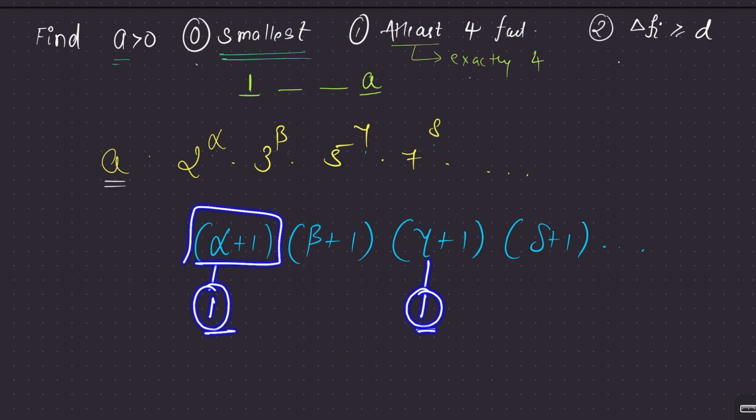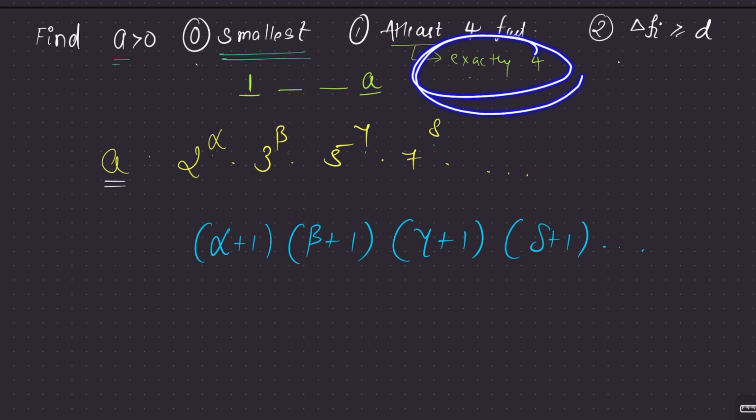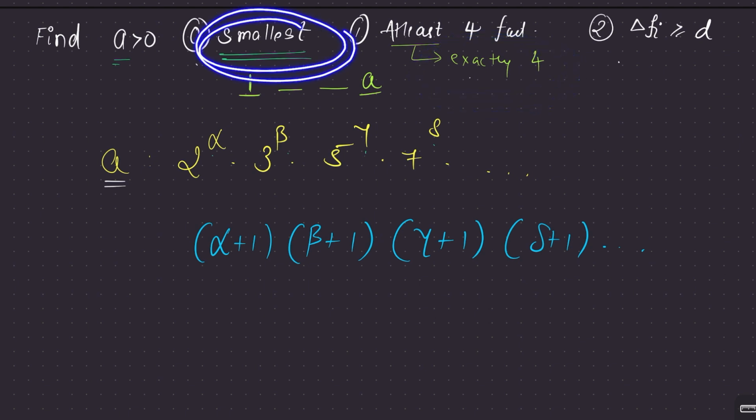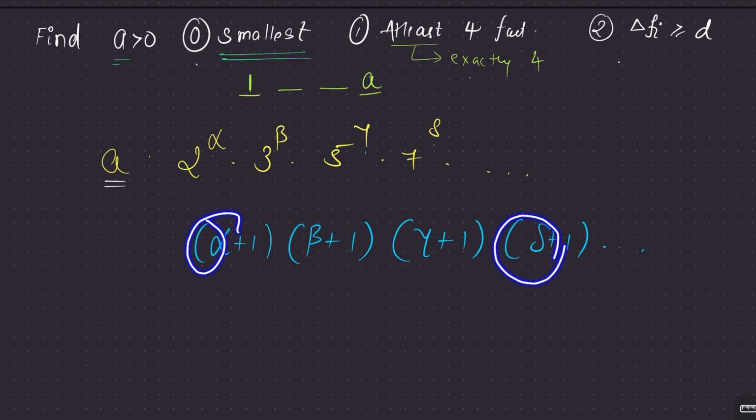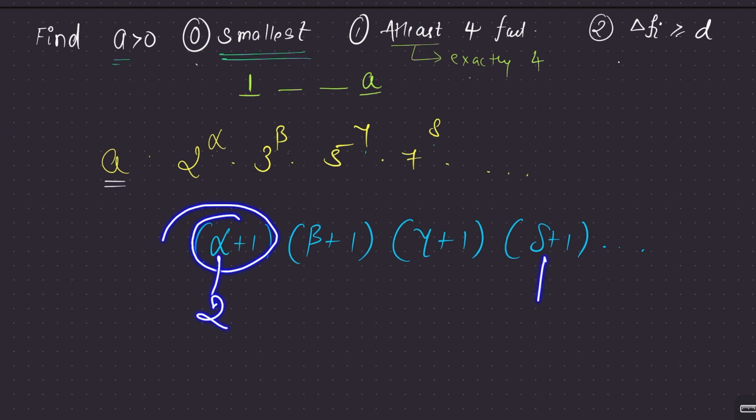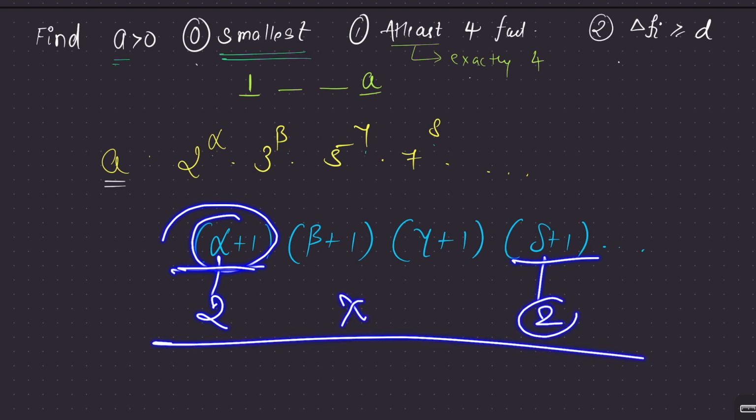Then you will get what here? 2 into 2, 4, right? And what do you want? You want exactly 4 factors. Why do you want exactly 4 factors? Because A has to be as small as possible. If just any of the 2 powers are set, that is, they are greater than or equal to 1, and they are just 1 itself, so if alpha is 1 and delta is 1, you get this one totaling 2 and this one totaling 2. All in all, you get 4 factors.